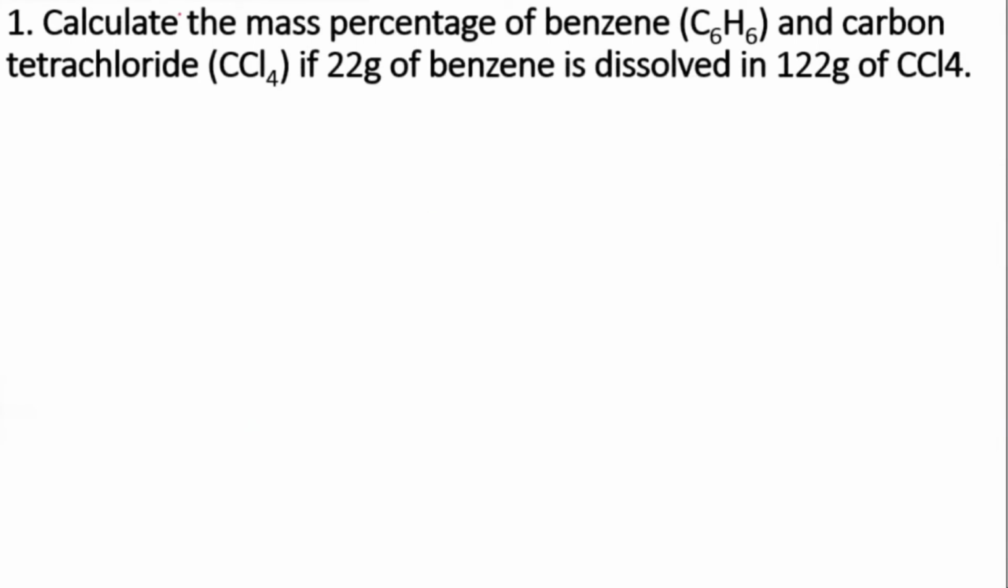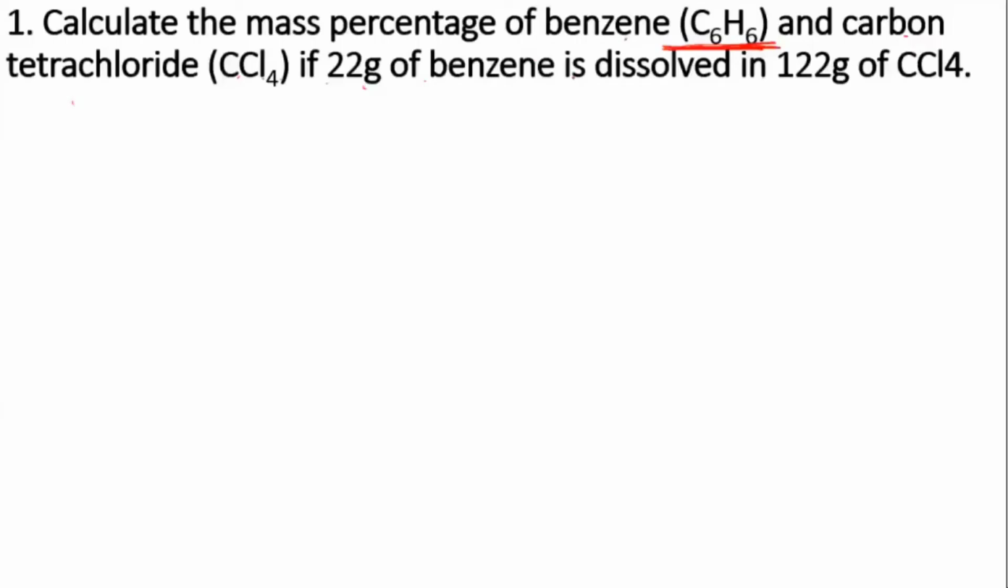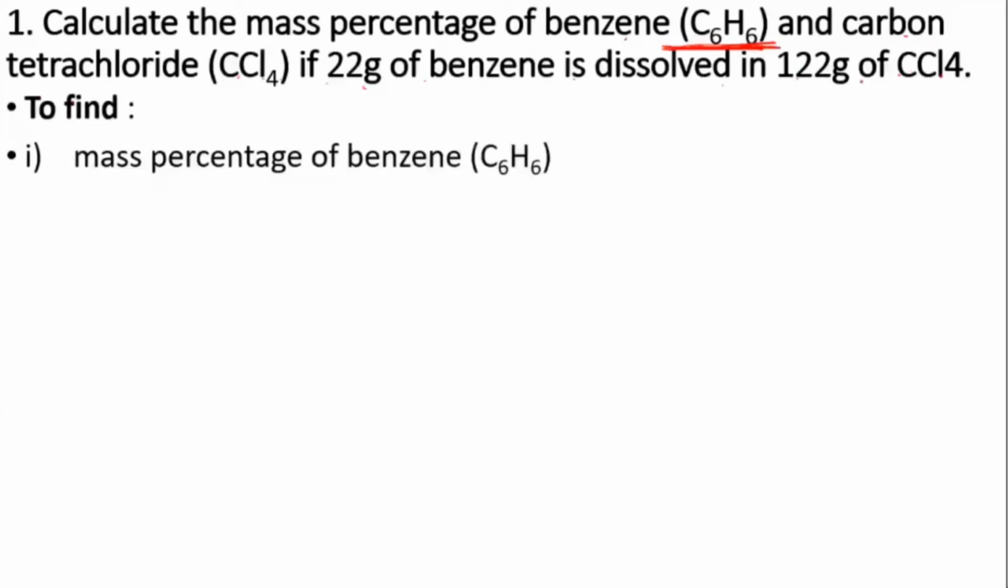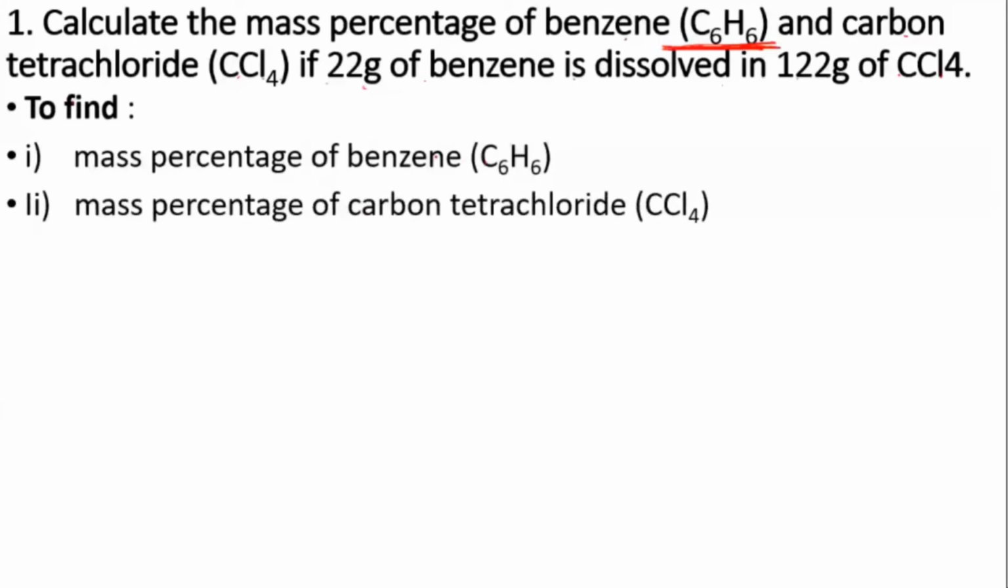Now directly we'll go for working out the problem based on this concentration. Okay, the first one: calculate the mass percentage of benzene, C6H6, and carbon tetrachloride, that is CCl4, if 22 gram of benzene is dissolved in 122 gram of carbon tetrachloride. So what they have asked you to find is the mass percentage of benzene, and then the mass percentage of carbon tetrachloride.